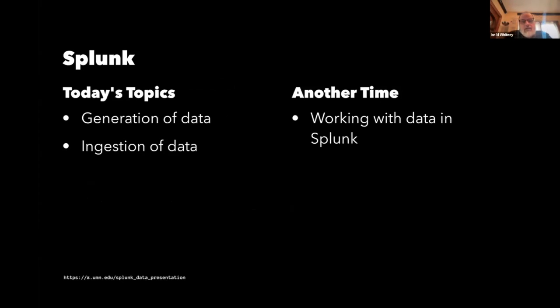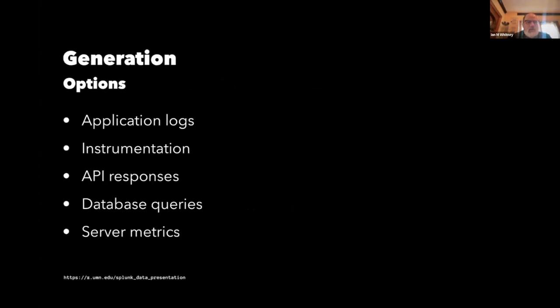Like I said, we're going to talk a lot today about generation of data, ingestion of data into Splunk. We're not going to talk about working with data in Splunk. We'll talk a little bit first about generation. You have a lot of options here. The options that we've really dug into within ASR are these 5: application logs, instrumentation, API responses, database queries, and server metrics. These all offer a lot of great data that you want to generate and get into Splunk.